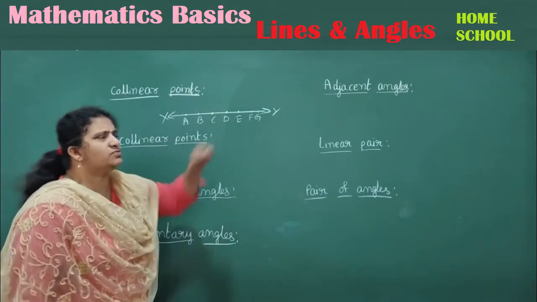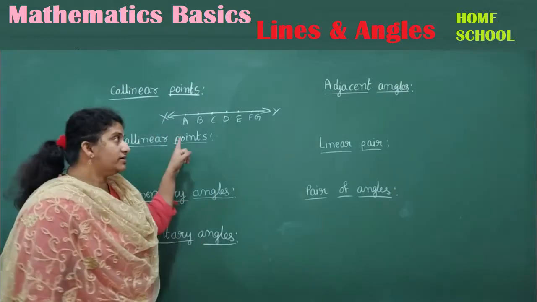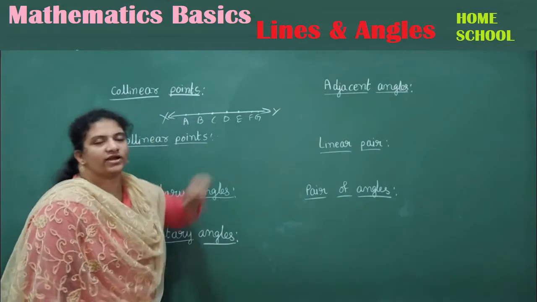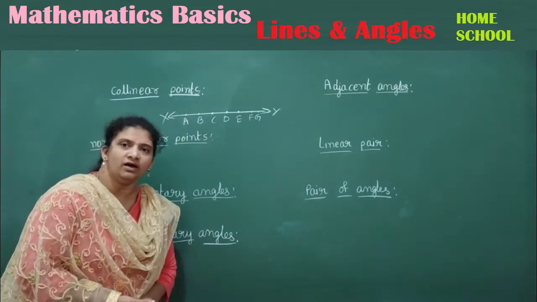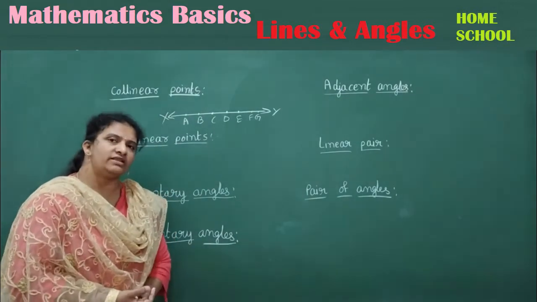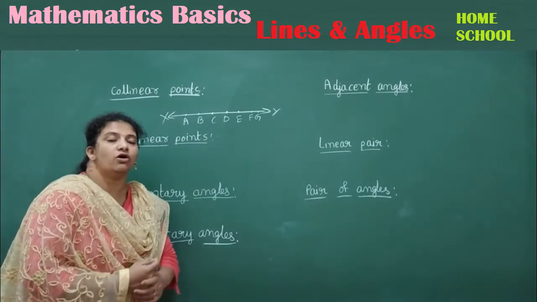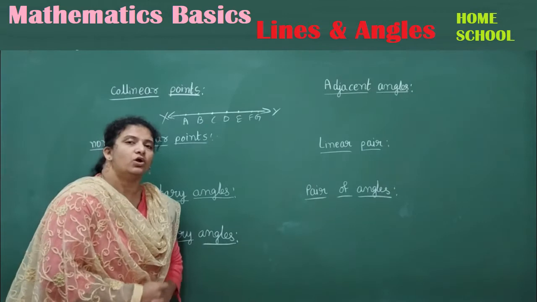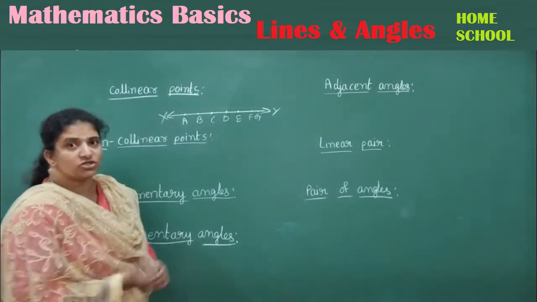But where are these points? All are lying on the same line, right? So these type of points are called collinear points. What do you mean by this, children? The points that are all lying on the same line are called collinear points. What is its opposite?